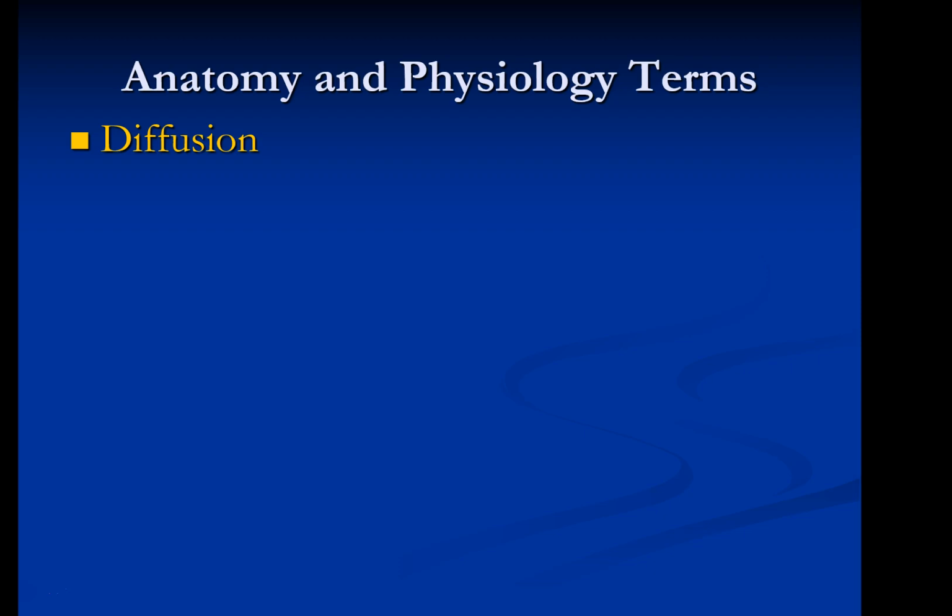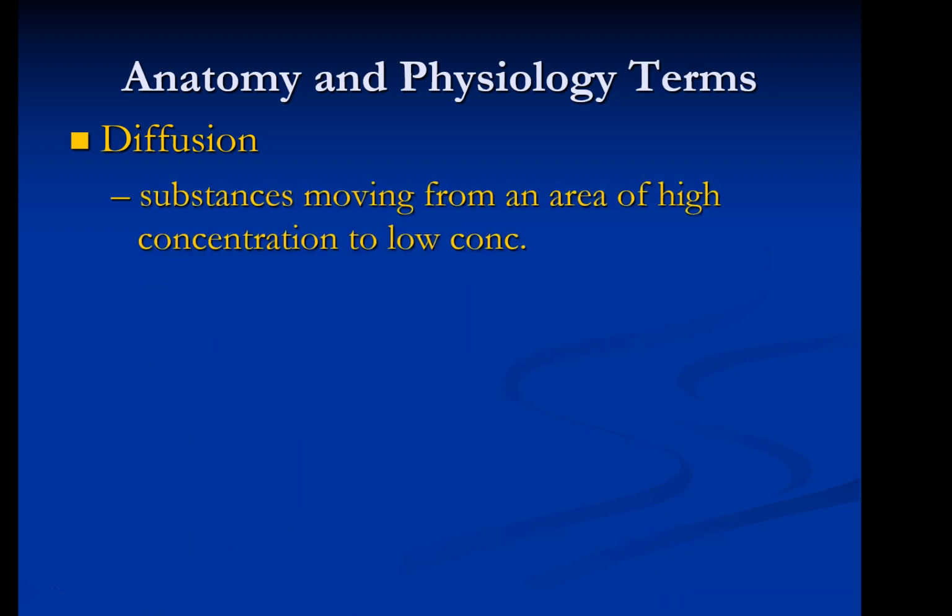Okay? And with the body, we're going to move nutrients, ions, those types of things by diffusion. They're going to come from an area of high concentration, and they're going to diffuse to an area of low concentration. Ultimately, evening things out if they can. Sometimes they don't have enough time to totally even things out, but okay, so substance is moving from an area of high concentration to low concentration.